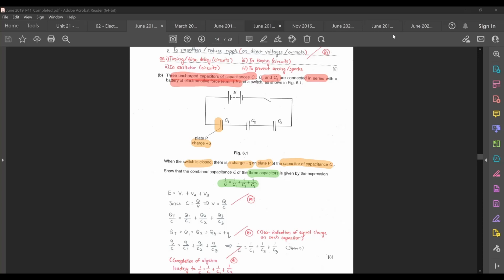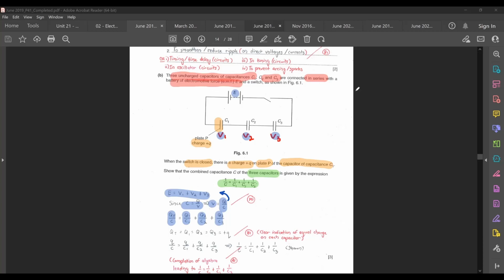So if you recall what I mentioned earlier, you need to relate to Kirchhoff's first and second law. If you look at Kirchhoff's second law first, this one is V1, V2, V3. Applying Kirchhoff's second law would tell you that E is equal to V1 plus V2 plus V3. And then since C is Q over V, V is Q over C, you sub it in, you're going to get Qt over C equals Q1 over C1 plus Q2 over C2 plus Q3 over C3.